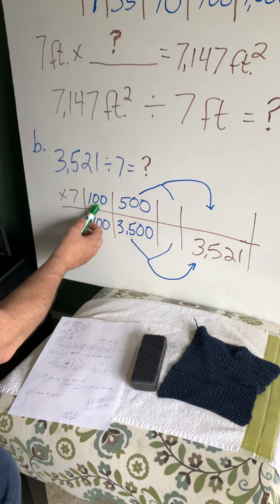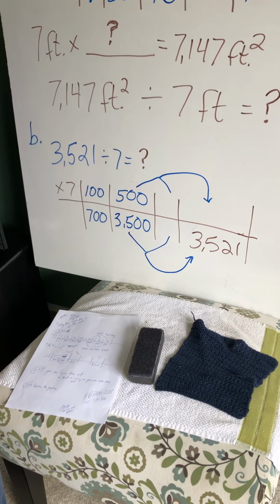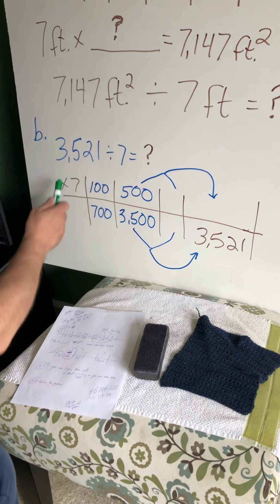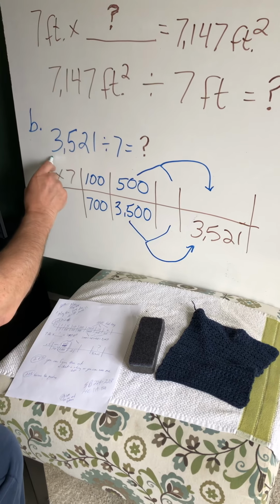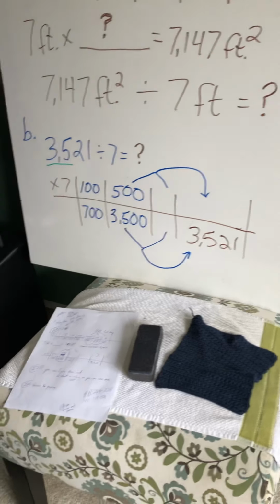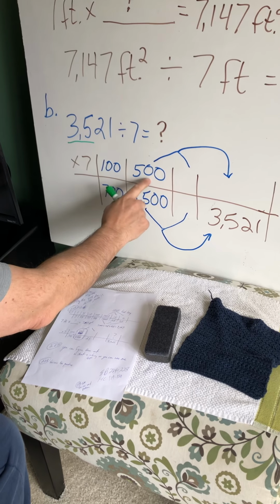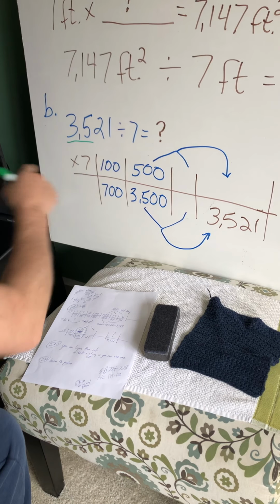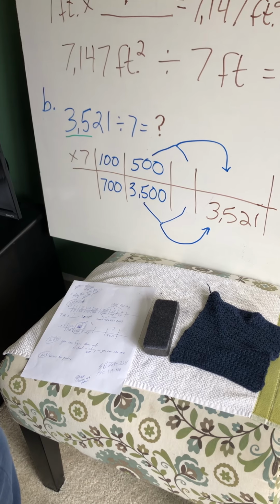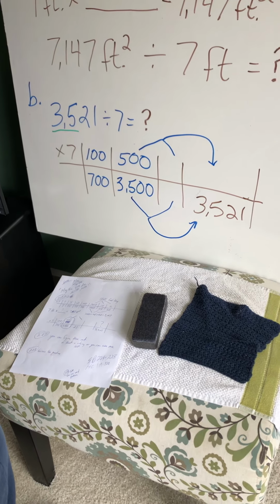So I started with 100 times 7 is 700. I'm like, man, we got a long ways to go. So then I noticed right here, that's in that number, that's 35. So how could I get to that? 3,500. Well, 500 times 7 is 3,500. Now we're pretty close, okay?